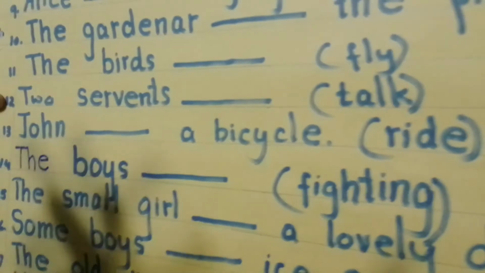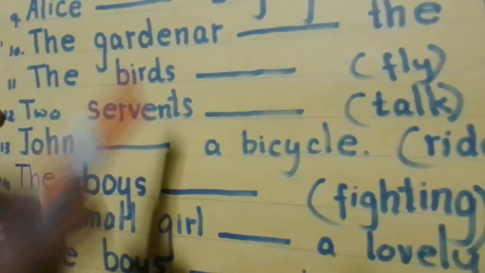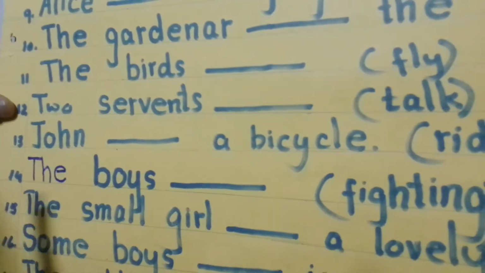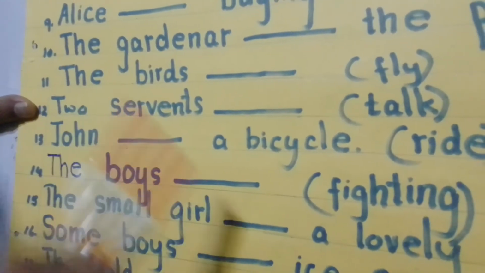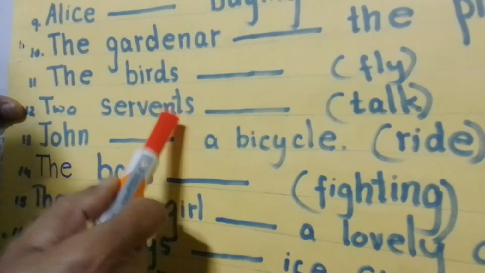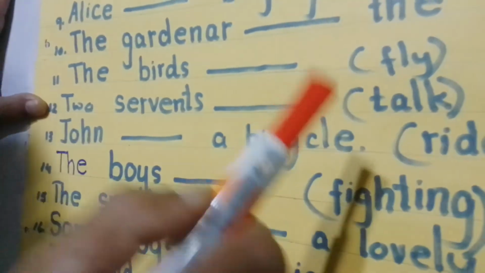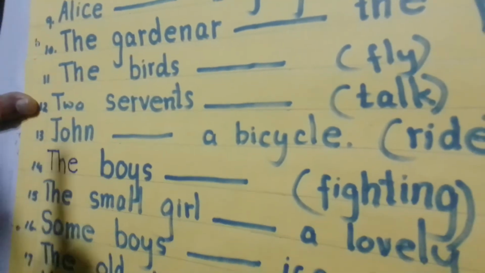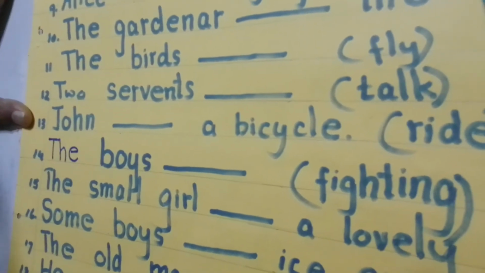Two servants. It is said about two people. Therefore, the subject is plural. Then you have to use the auxiliary verb are. Two servants are, within brackets they have written talk. You have to use the verb with ing. Two servants are talking. Okay, next.